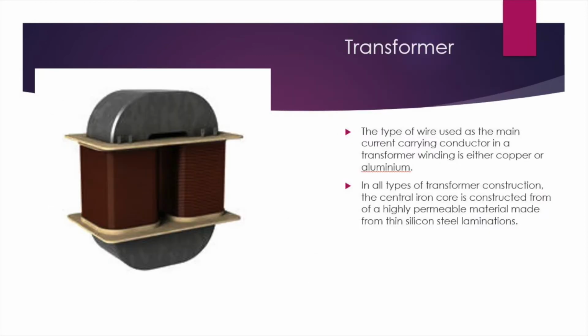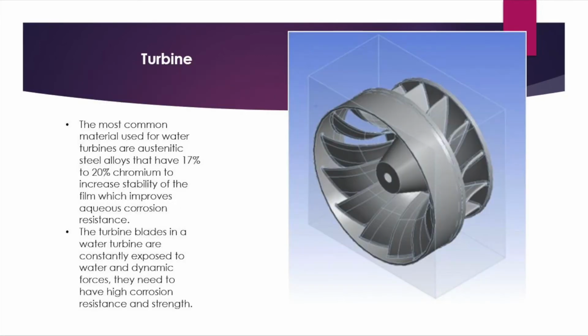The type of wire used as the main current-carrying conductor in a transformer winding is either copper or aluminum. In all types of transformer construction, the central iron core is constructed from a highly permeable material made from thin silicon steel laminations. For the turbine, the most common material used for water turbines are austenitic steel alloys that have 17% to 20% chromium to increase stability of the film, which improves aqueous corrosion resistance. This is because the turbine blades in a water turbine are constantly exposed to water and dynamic forces. They need to have high corrosion resistance and strength.